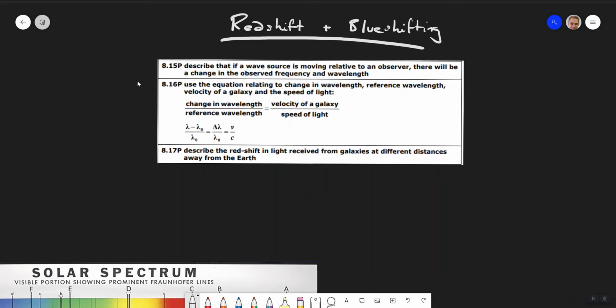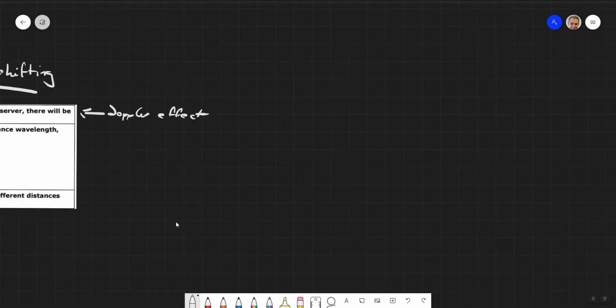So let's take this first in turn. Describe that if a wave source is moving relative to an observer, there'll be a change in the observed frequency and wavelength. You've met this before. This is the Doppler effect, that you've met before in terms of sound. And this is a quick little recap.